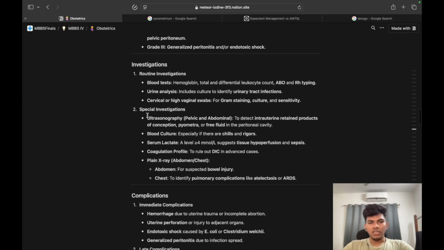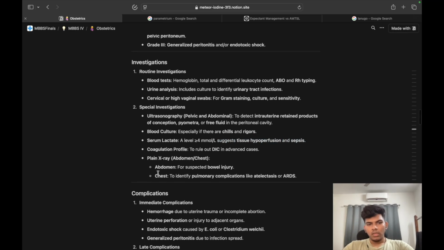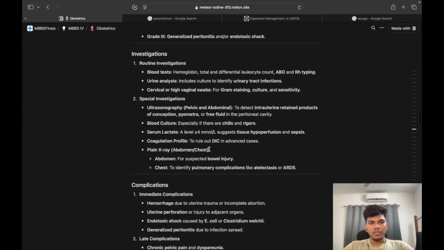Coming to special investigations, there is USG, pelvic and abdominal, blood culture, serum lactate, coagulation profile, plain X-ray abdomen, or CT. USG is to detect intrauterine retained products of conception, pyometra, or free fluid in the peritoneal cavity. Second, blood culture, especially if there are chills and rigors. Serum lactate greater than 4 millimoles suggests tissue hypoperfusion and sepsis. Lactate and coagulation profile are to rule out DIC, as mentioned earlier.